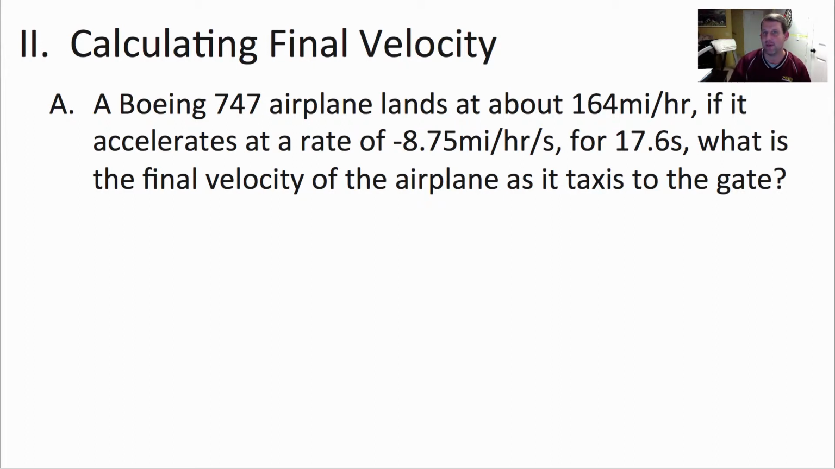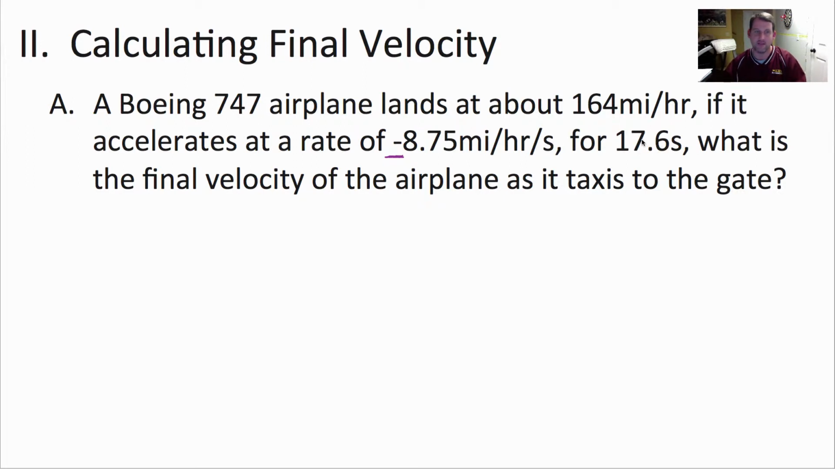Now its landing speed is about 164 miles an hour. When it hits the runway, it starts to accelerate at a rate of negative 8.75 miles per hour per second. One of the first things to notice is this negative sign right here. That means that we're going to have a negative change in velocity, that we're going to be slowing down. We're going to be losing speed. So that's why, and you're landing, so it makes sense that we're slowing down. And it's going to do that for 17.6 seconds.